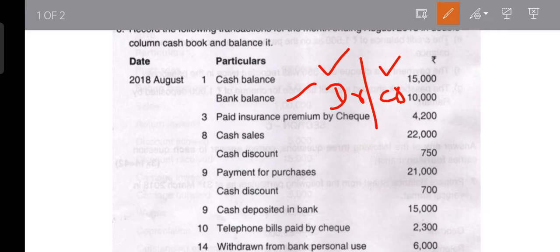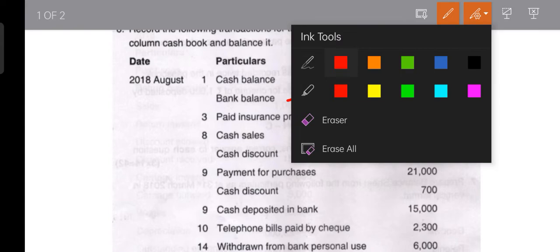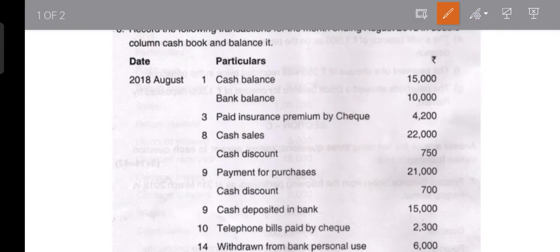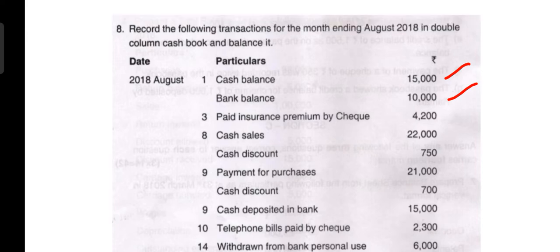In the problem they have to mention which type of balance this is. If nothing is mentioned in the problem about which type of balance, we should assume that this is a debit balance only. Okay, this point you should keep in mind in connection with the bank balance. Here there is an opening balance, cash 15,000 and bank 10,000 rupees. Now we are going to open two column cash book. So it looks like this.